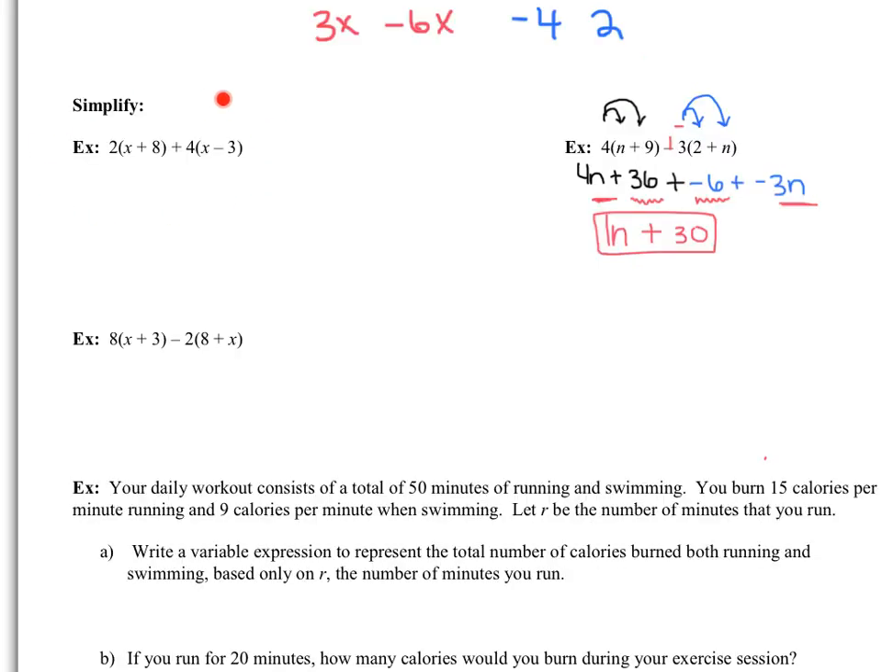So you're going to pause the video, try these 2 examples right here, press play when you're ready to check your answers.